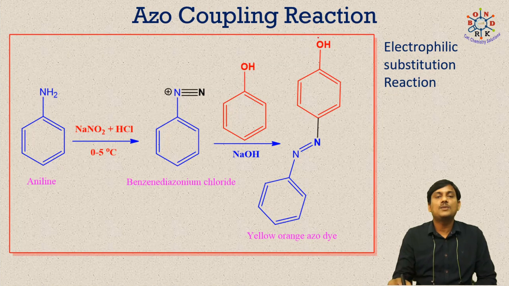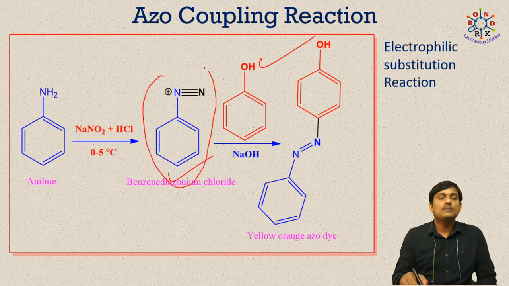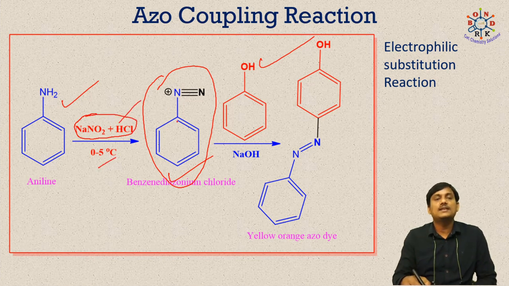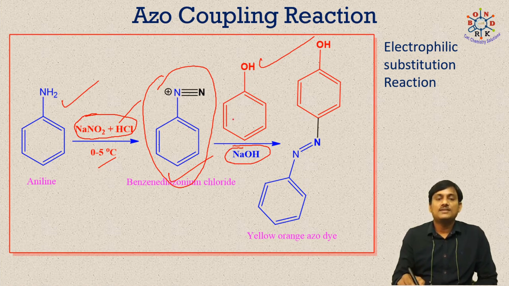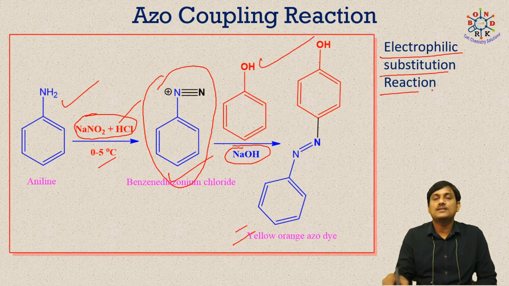Azo coupling reaction is a coupling reaction between benzene diazonium chloride and phenol. The benzene diazonium chloride can be obtained by a diazotization reaction. That is, when you treat aniline with nitrous acid, which you can get from sodium nitrite and HCl at 0 to 5 degrees centigrade, there is a formation of benzene diazonium chloride. When you treat benzene diazonium chloride with phenol in the presence of sodium hydroxide, there is a formation of sodium phenoxide. This sodium phenoxide will participate in the coupling reaction. Then there is a formation of a yellow-orange azo dye. It's an example of an electrophilic substitution reaction. Here the electrophile is benzene diazonium.